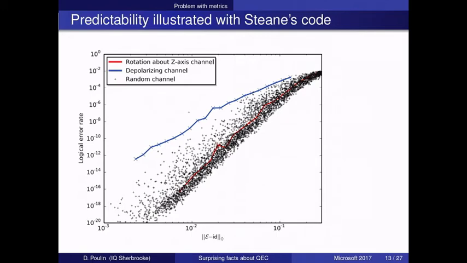And this red line here is for a channel in which every qubit is just rotated by some small angle, and the diamond norm is some function of that angle. What are the other dots? These are random channels. I generate a random noise model, I measure its diamond distance, and then I run a million simulations with that noise model and accumulate statistics. This gives me a data point: how much logical error was there given that channel. I just repeat this. I think I've done 10,000 channels here.